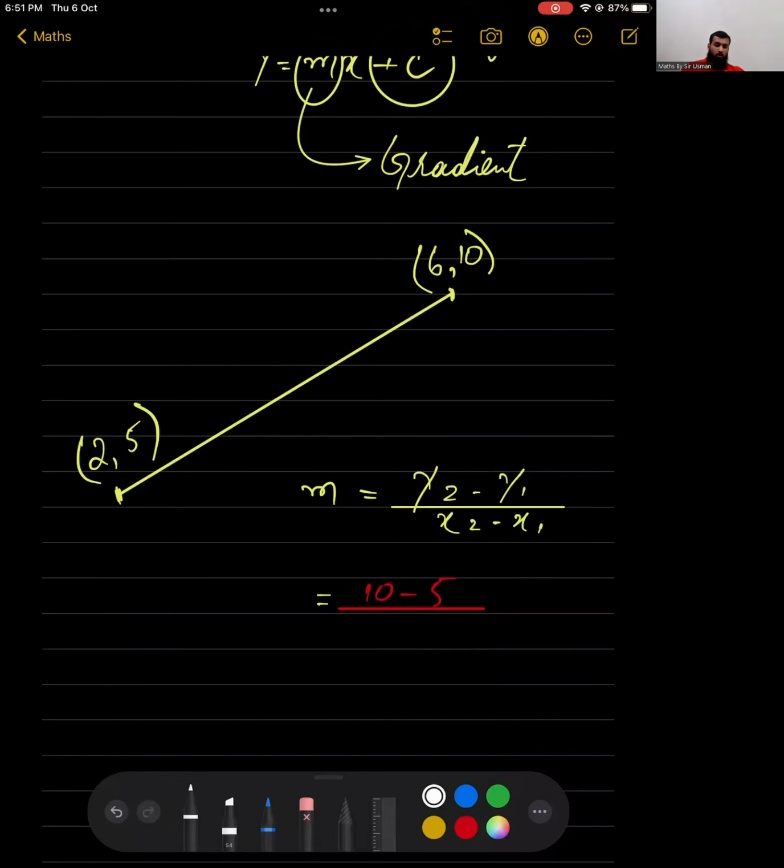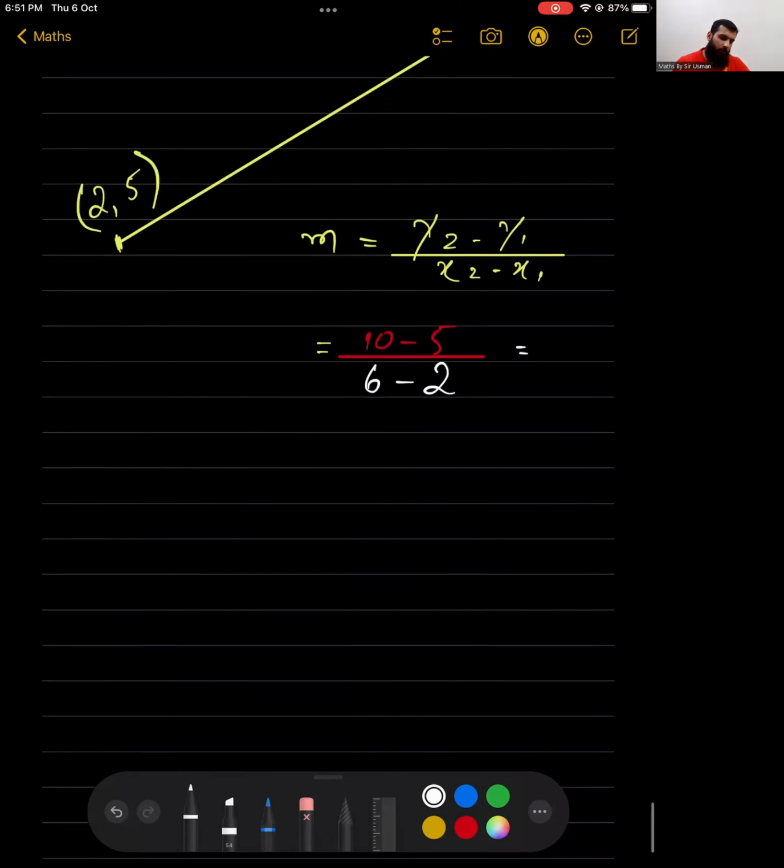In fact, it's 6 and 2. So you will do 10 minus 5 and 6 minus 2. When you sort this out, you will be having 5 over 4. Now this is completely your choice whether you keep the gradient as a fraction or as a decimal. The examiner will have no grudges on either of them; the examiner would reward equivalent marks to either the fraction or the decimal.